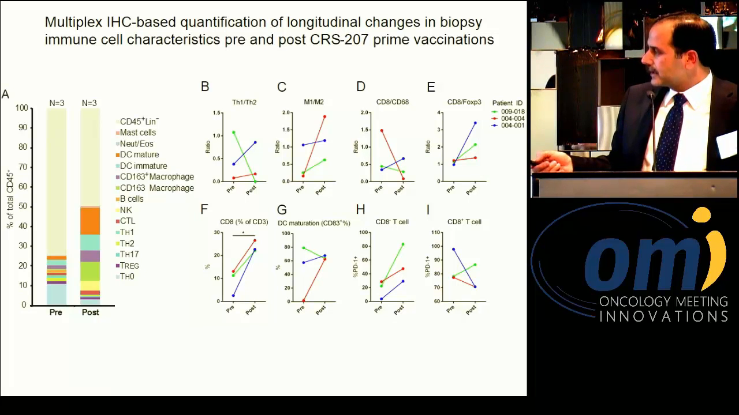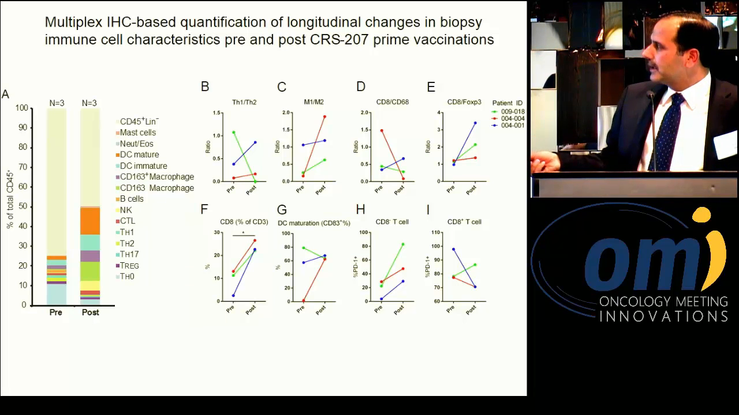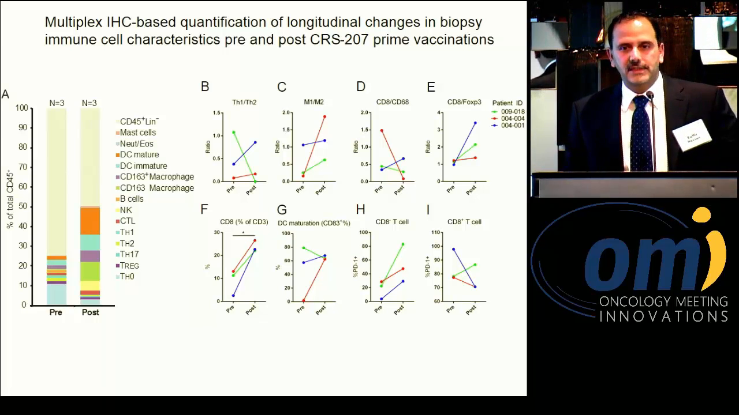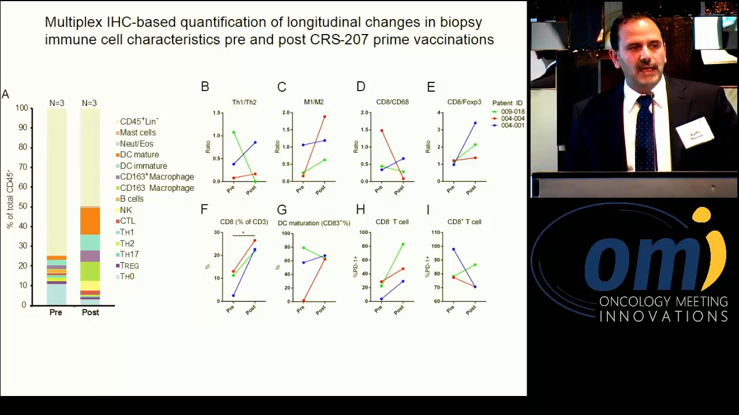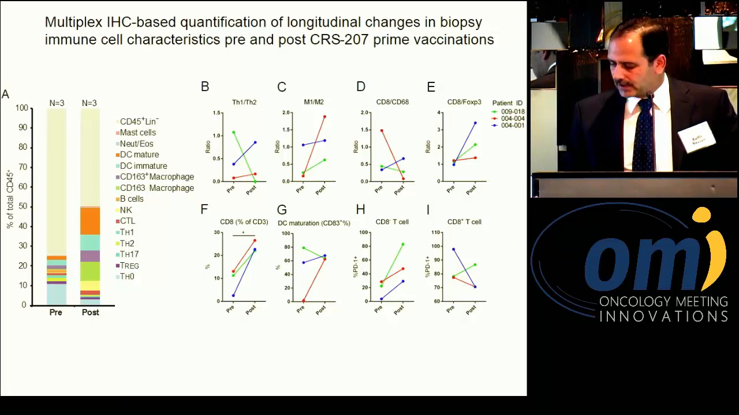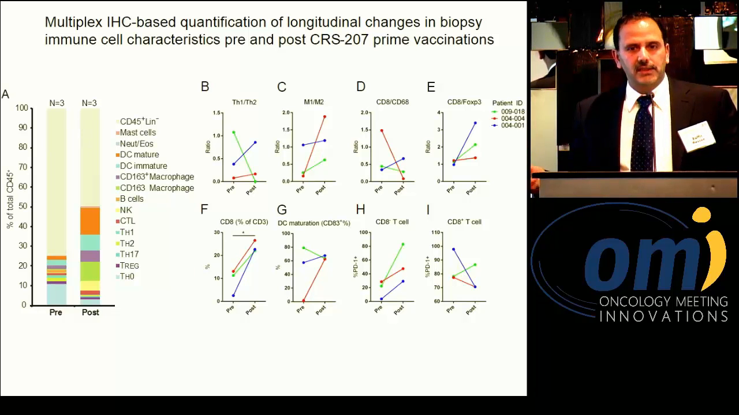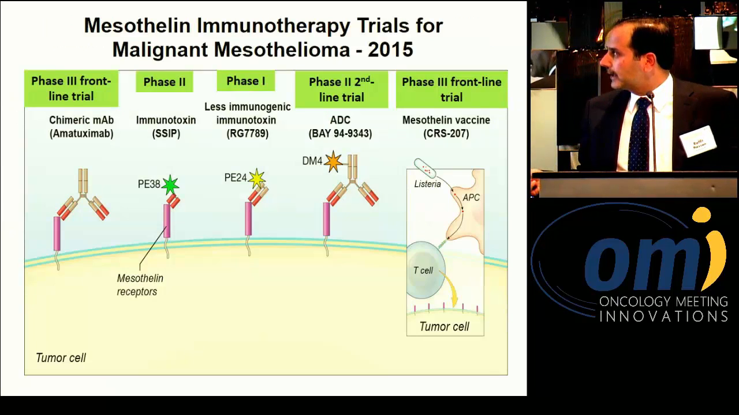And this is a summary of pre and post changes in 3 of the patients, showing an induction of CD8 cells. This is pre, this is post, showing increase in dendritic cell maturation, as well as increase in macrophages. So this is the first time we can show that you can induce both an adaptive immune response to this vaccine. And as I mentioned, a clinical trial of a similar vaccine just opened for treatment of lung adenocarcinoma, so we're very excited about that.